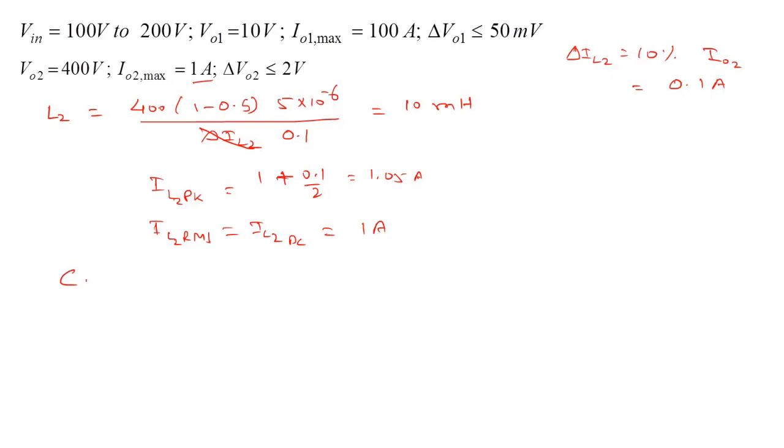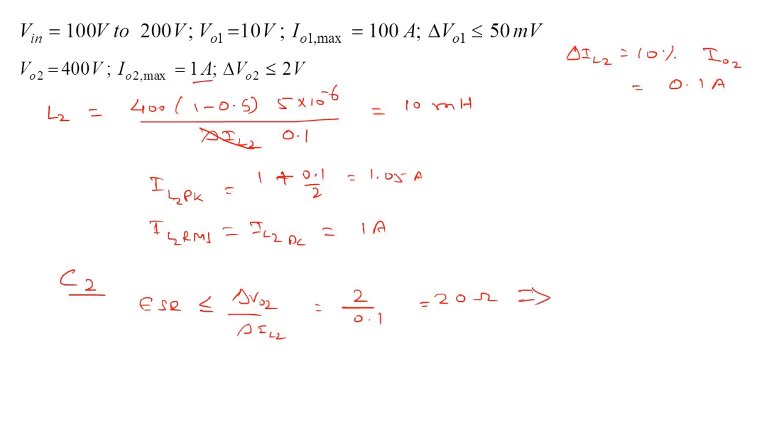Okay, selecting C2, the capacitor for the second output voltage. So ESR limit would be delta VO for the second output, which is 2 volts, divided by delta IL2 of 0.1 ampere. It's a big ESR value. So we can use a really small capacitance in this case.